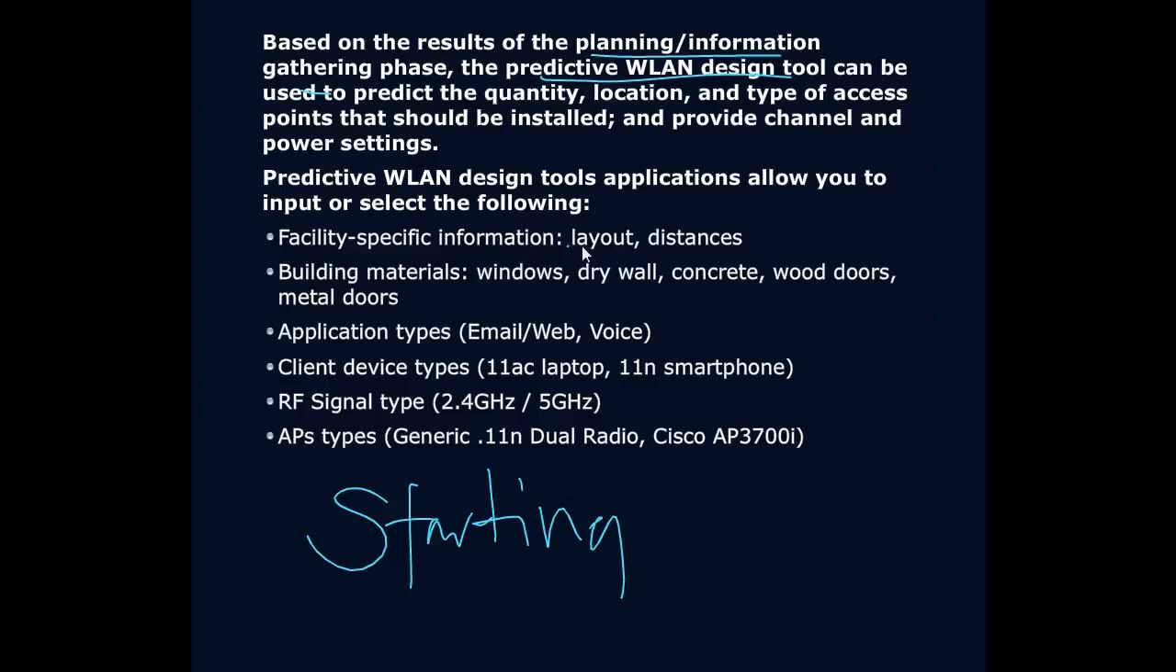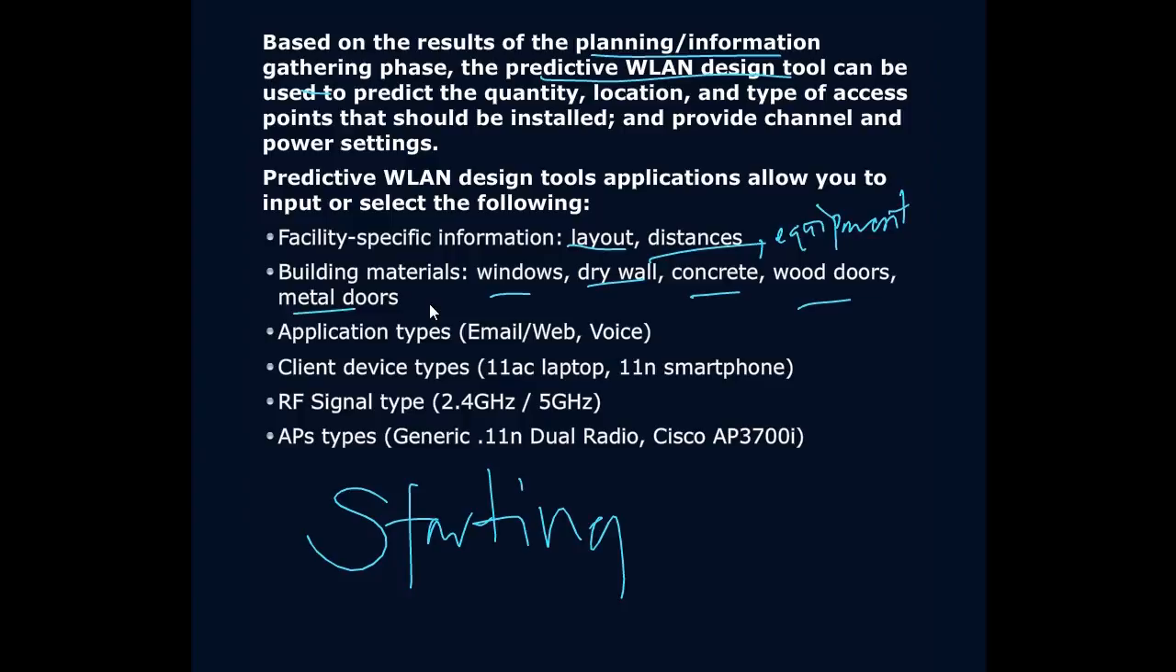Facility-specific information, layout, distances. I like to put equipment in here. Am I going to use wire shelvings? If it's wire metal shelvings, I need to know about it, right? Building materials, windows, drywall, concrete, wood doors, metal doors. I need to know all of that information so that I can plan for a certain amount of absorption in the environment.